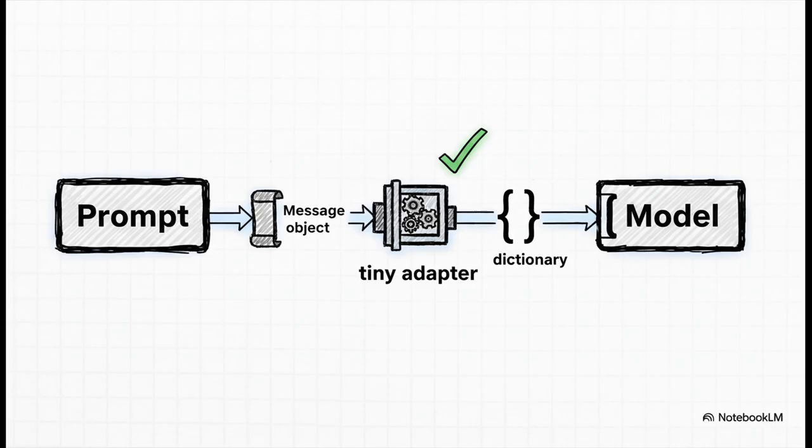A simple function that we pop right into the pipe, and all it does is convert those message objects into the dictionaries that the model wants. It's such a small piece, but it's literally the glue that makes the whole pipeline stick together.